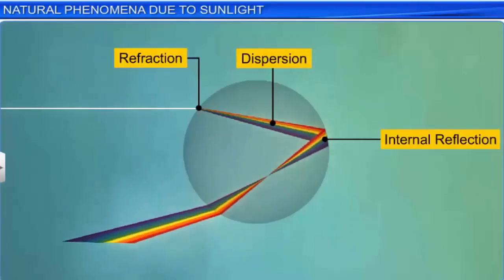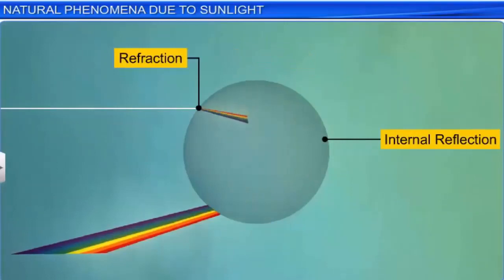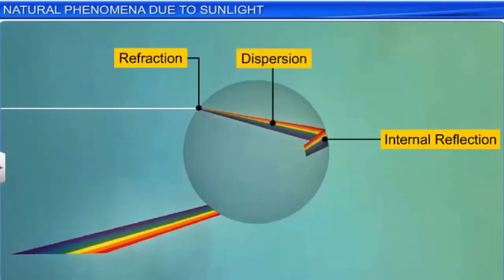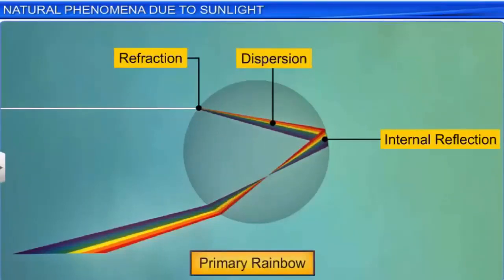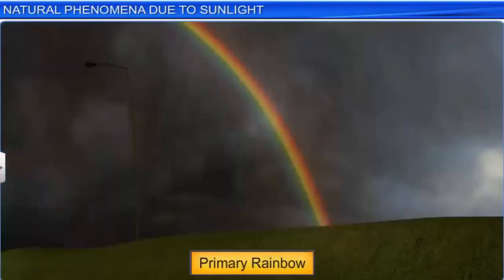If the sunlight undergoes one internal reflection in the raindrops before emerging out, then the rainbow formed is called a primary rainbow. Primary rainbow is bright and narrow with red color at the outer edge and violet at the inner edge. Let us understand the formation of a primary rainbow. Consider a ray of sunlight, AB, incident on a raindrop as shown.